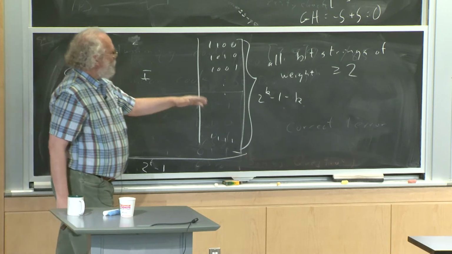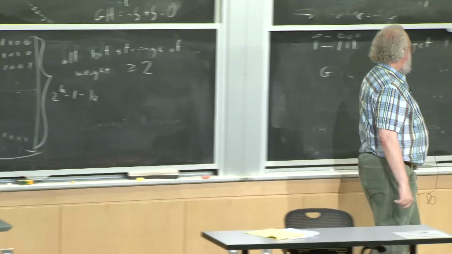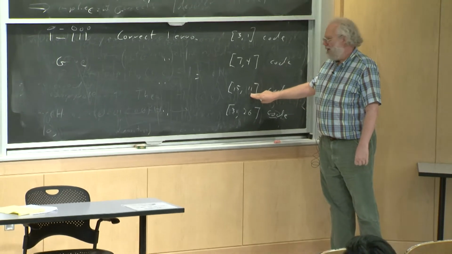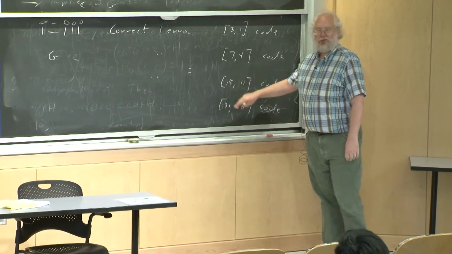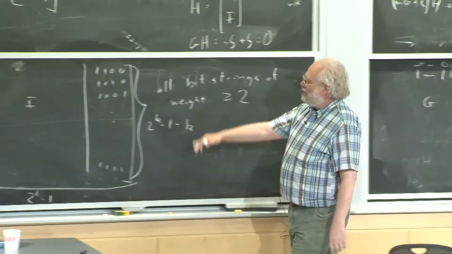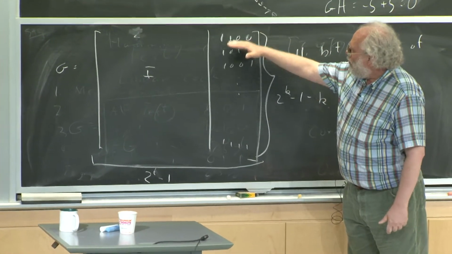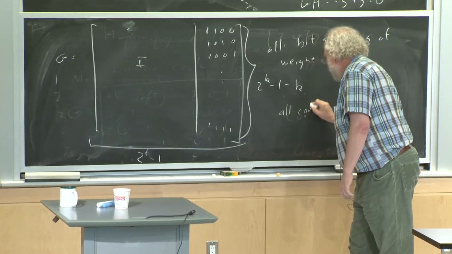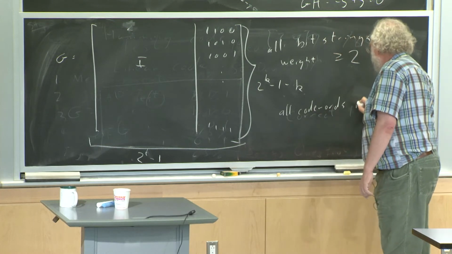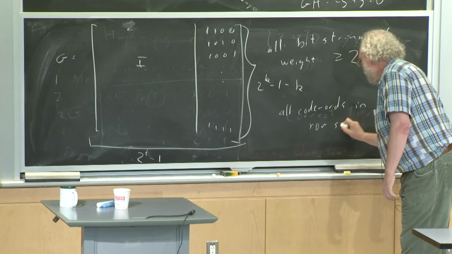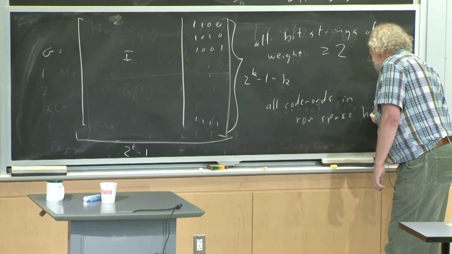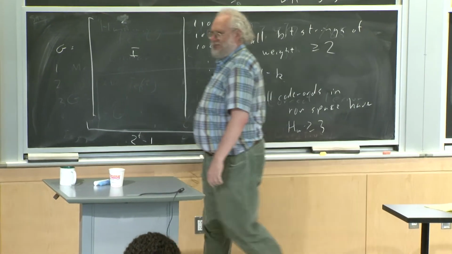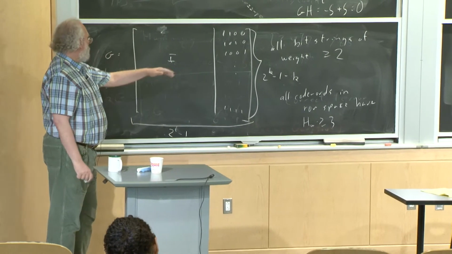So the Hamming code encodes 2 to the k minus 1 minus k bits into 2 to the k minus 1 bits. And why did we do this? All code words in the row space have Hamming weight greater than or equal to 3, or all non-zero words in the row space.